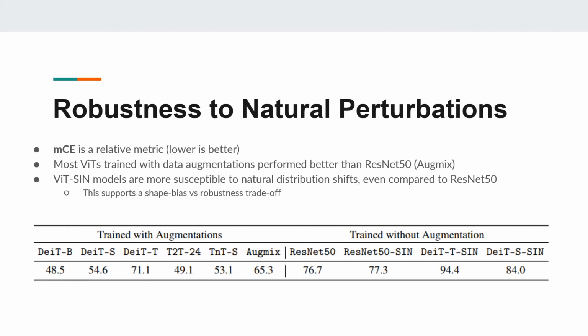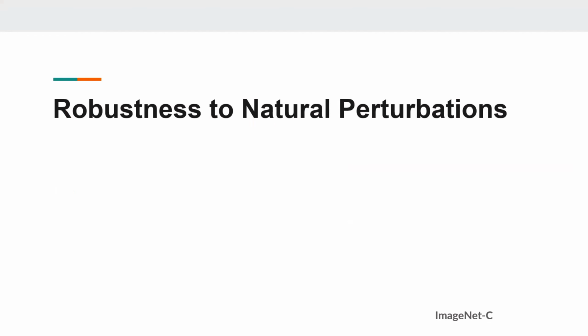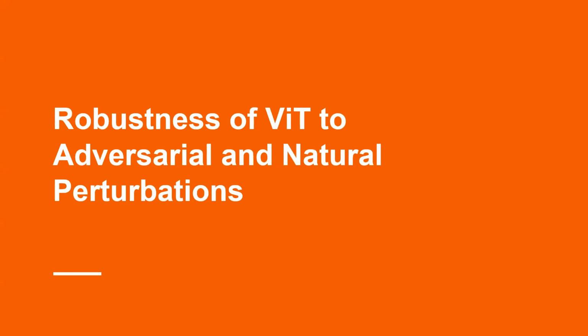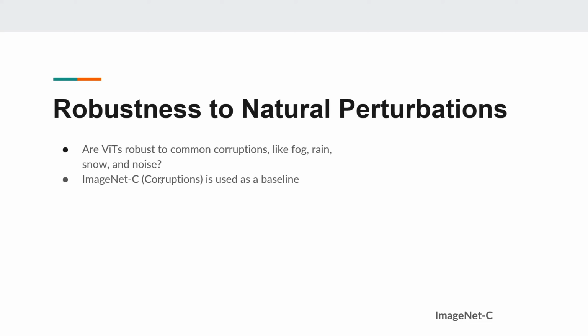Okay, let's see. So I'll be talking about the robustness of ViT to adversarial and natural perturbations. First, robustness to natural perturbations. The question is, are ViTs robust to common corruptions like fog, rain, snow, and noise? To evaluate this, a variant of ImageNet called ImageNet-C, for corruptions, was used as a baseline.